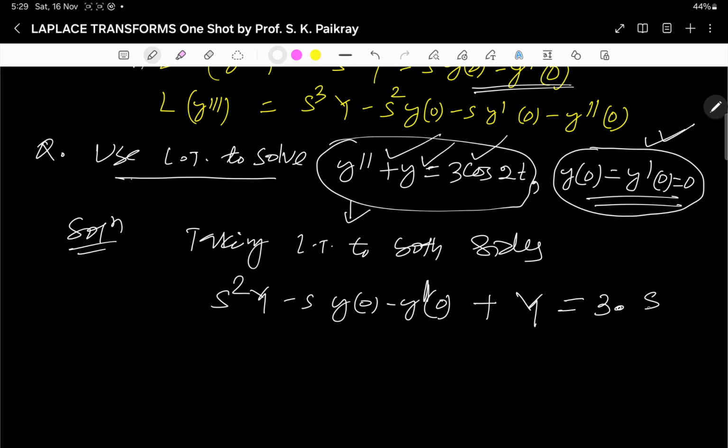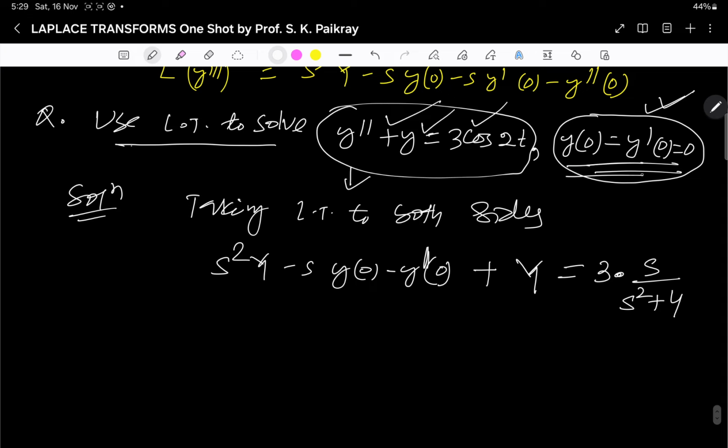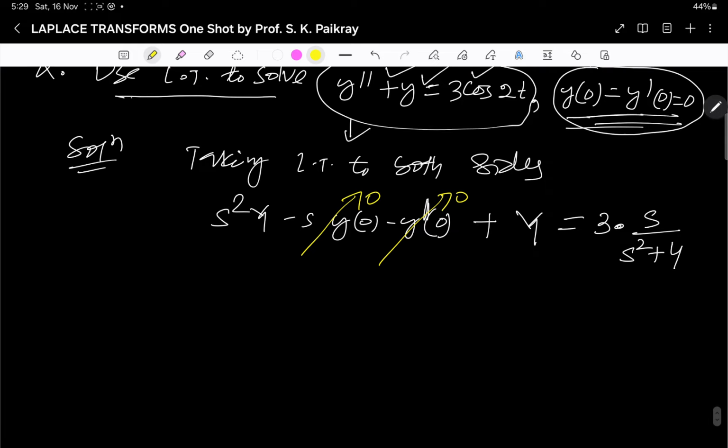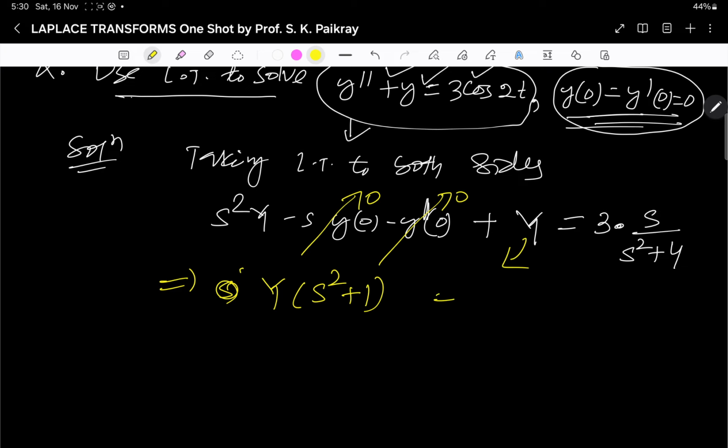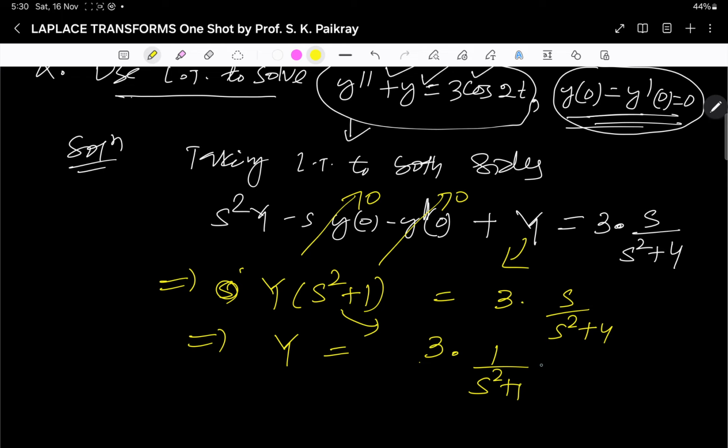Okay, in the right hand side this is 3. Laplace of cos omega t is s by (s square plus omega square). Omega is 2 here, so it is 4. Now you apply the conditions: the value of y(0) is 0, the value of y dash (0) is 0. So this will be s square, Y taken common, it is (s square plus 1) Y, equal to 3 into s by (s square plus 4). So that means what is Y? Y is 3 into 1 by (s square plus 1), bringing this to this side, into s by (s square plus 4).